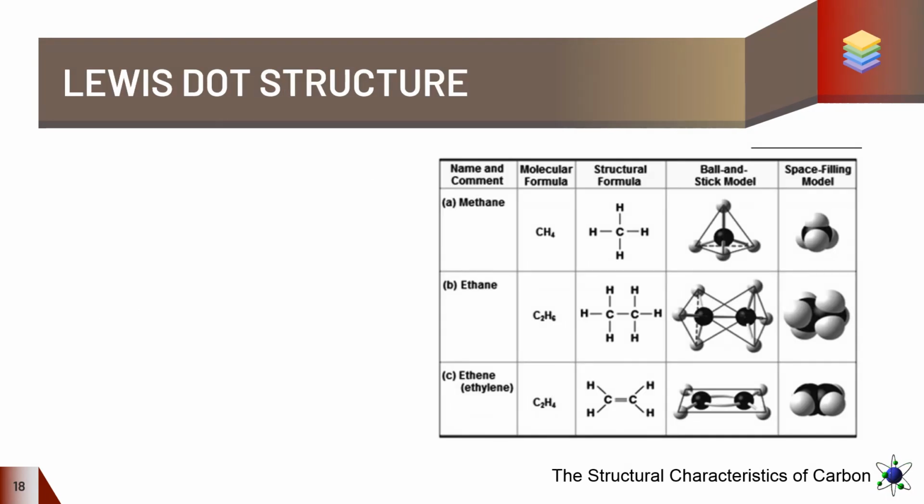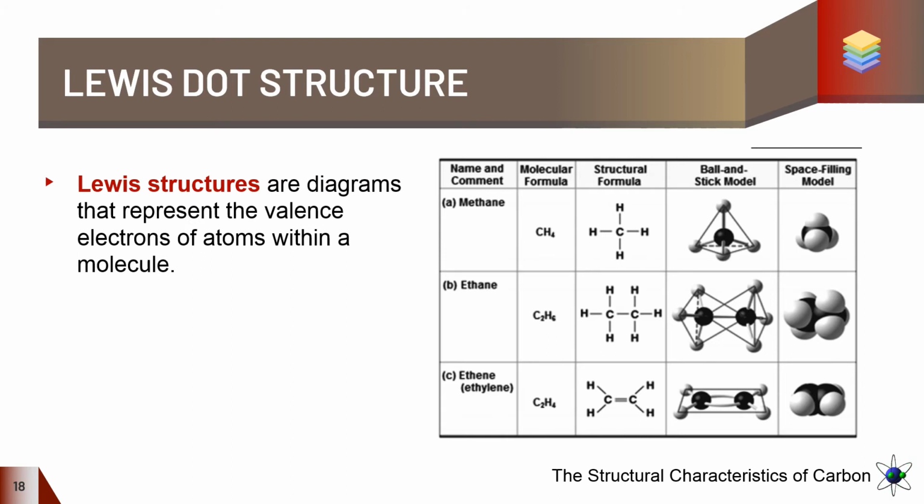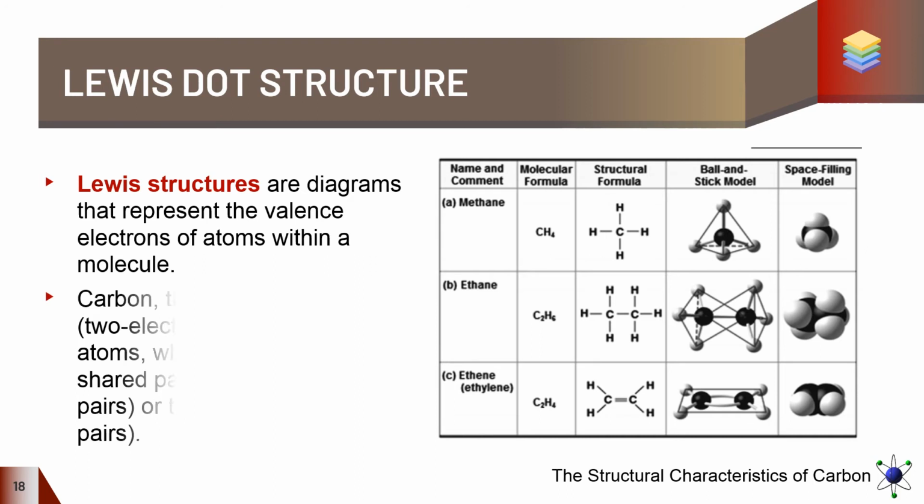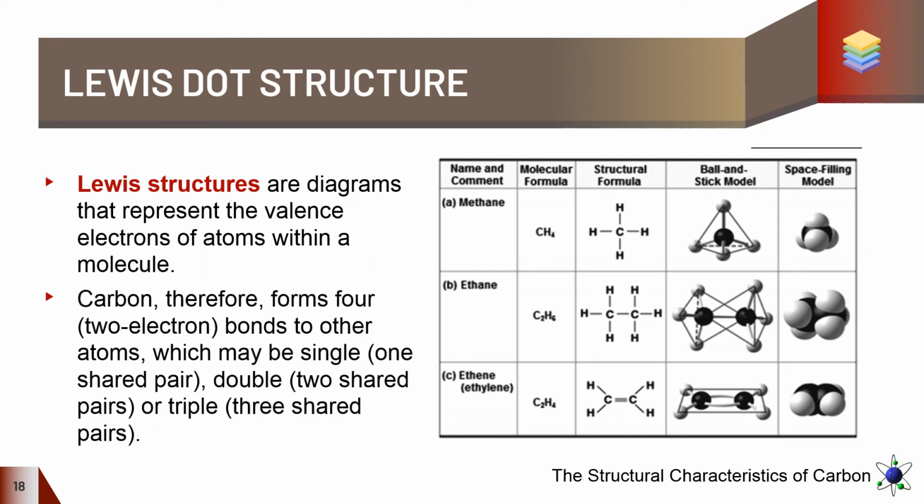Now let's talk about the Lewis dot structure. The Lewis structures are diagrams that represent the valence electrons of the atoms within a molecule, just like being shown in the illustration. Carbon, therefore, forms four electron bonds to other atoms, which may be single, one shared pair, double, two shared pairs, or triple. Meaning to say, three shared pairs.